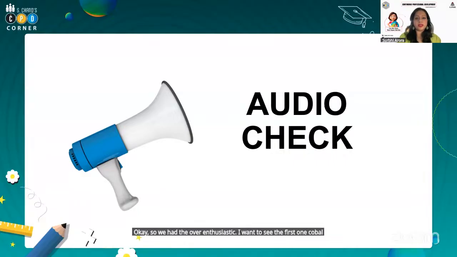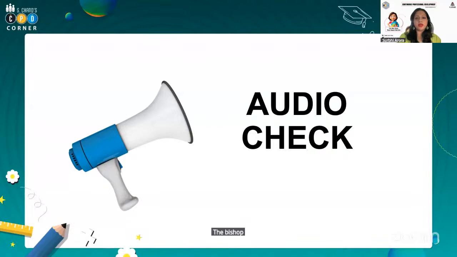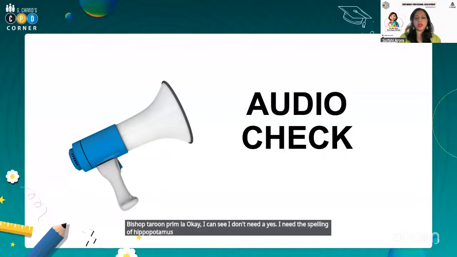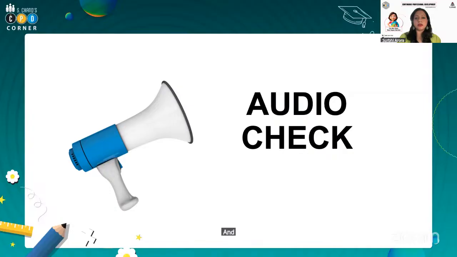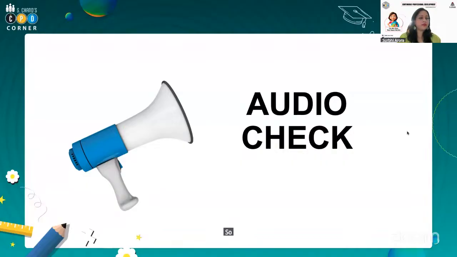Kobalsya V. Okay, yes, Kanisha, great. Divisha, Tarun, Premlata, Suman. Okay, I can see. I don't need a yes. I need the spelling of hippopotamus, if you can hear me pretty clear, loud, and with complete tenacity. So let's see. Okay, Rutuja, Vishali, Kanika. Okay, so I can see a lot of teachers and we have a complete house right now. More teachers are joining us. So yes, thank you everyone. Thank you for confirming that you can hear my voice.